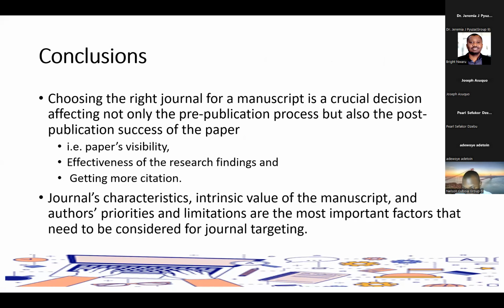In conclusion, choosing the right journal for a manuscript is a crucial decision affecting not only the pre-publication process, but also the post-publication success of the paper. This is paper visibility and also effectiveness of research findings and getting more citations, because the better the journal you publish in, the better the citations you get, the better attention you get from others. Also, the journal characteristics, intrinsic value of the manuscript, and author priority and limitations are the most important factors that need to be considered for journal targeting.